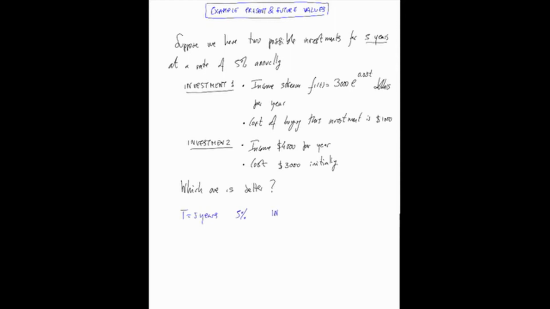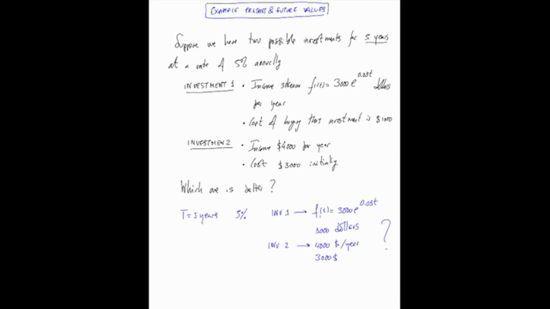Investment 1 gives you per year this amount written here, which is 3,000 e to the 0.03 t. But in order to invest here, it's a bank product or something like that, you have to pay $1,000. The second investment gives you $4,000 per year, which you invest continuously, and it costs you $3,000 you have to pay. Which one is better?